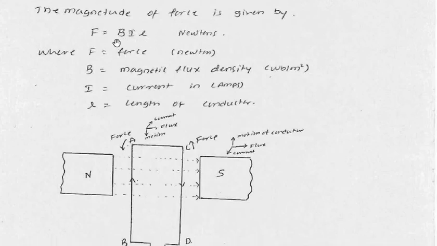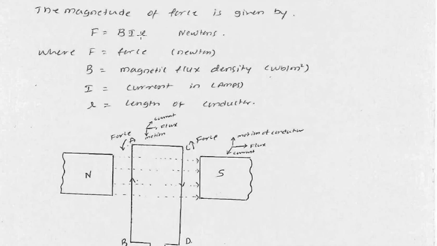And what is B? B is the magnetic flux density, which means we are going to keep that current carrying conductor or a coil in a magnetic field. The B represents the magnetic flux density, which is measured in Weber per meter square. Then next one is the capital I. Capital I is the amount of current that is carried by the conductor or the coil. So this is the magnitude of the current in amperes carried by the conductor or the coil, which is going to be placed in the magnetic field.